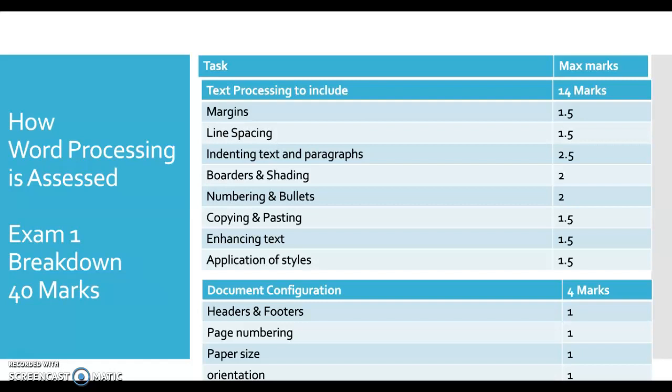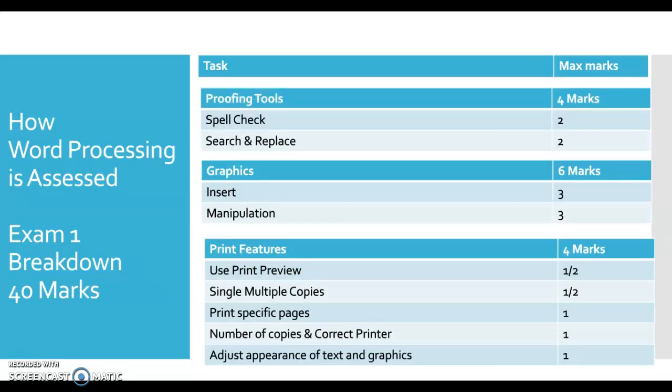Moving on to exam 1. You'll be assessed on text processing, which will be 14 marks, and it's broken down like so. Document configuration, 4 marks, broken down like so. Proofing, can you use spell check, for example, 4 marks. Graphics, can you put in a picture, can you change the picture, 6 marks.